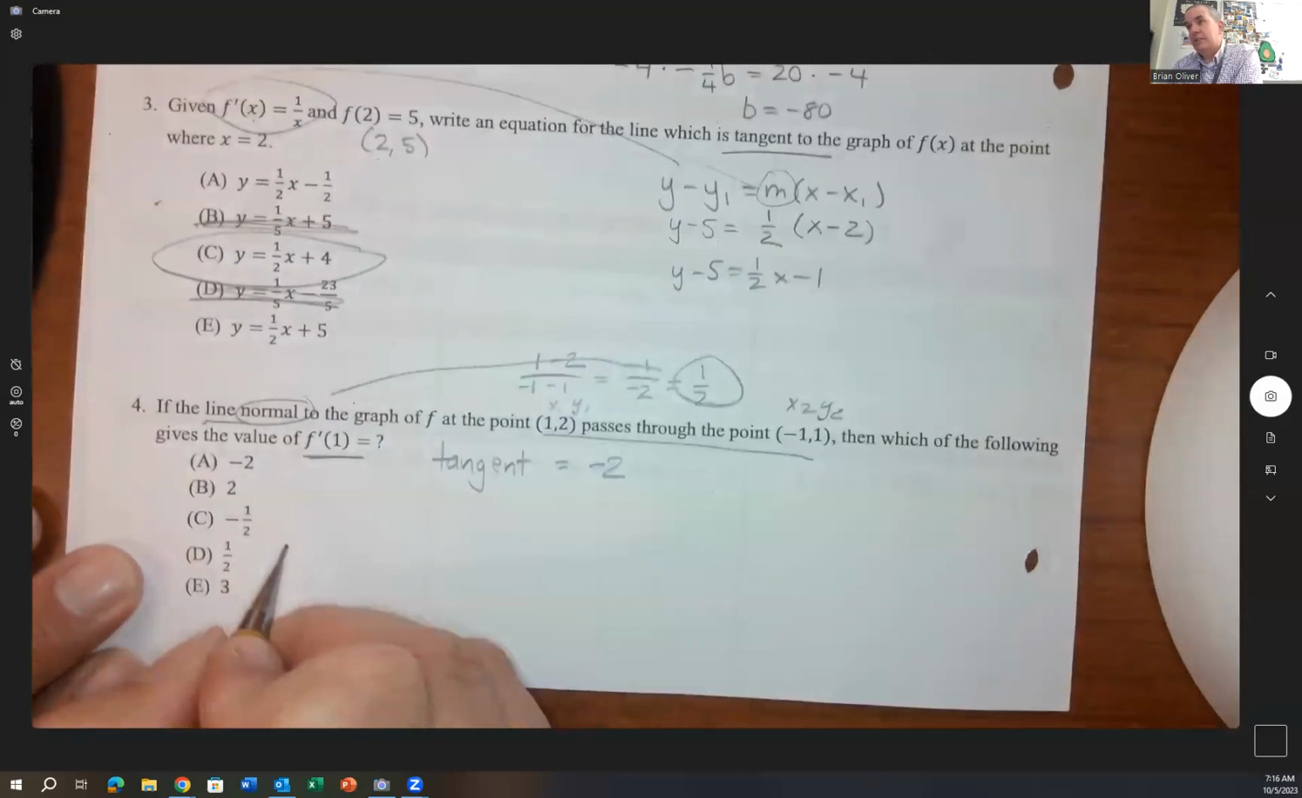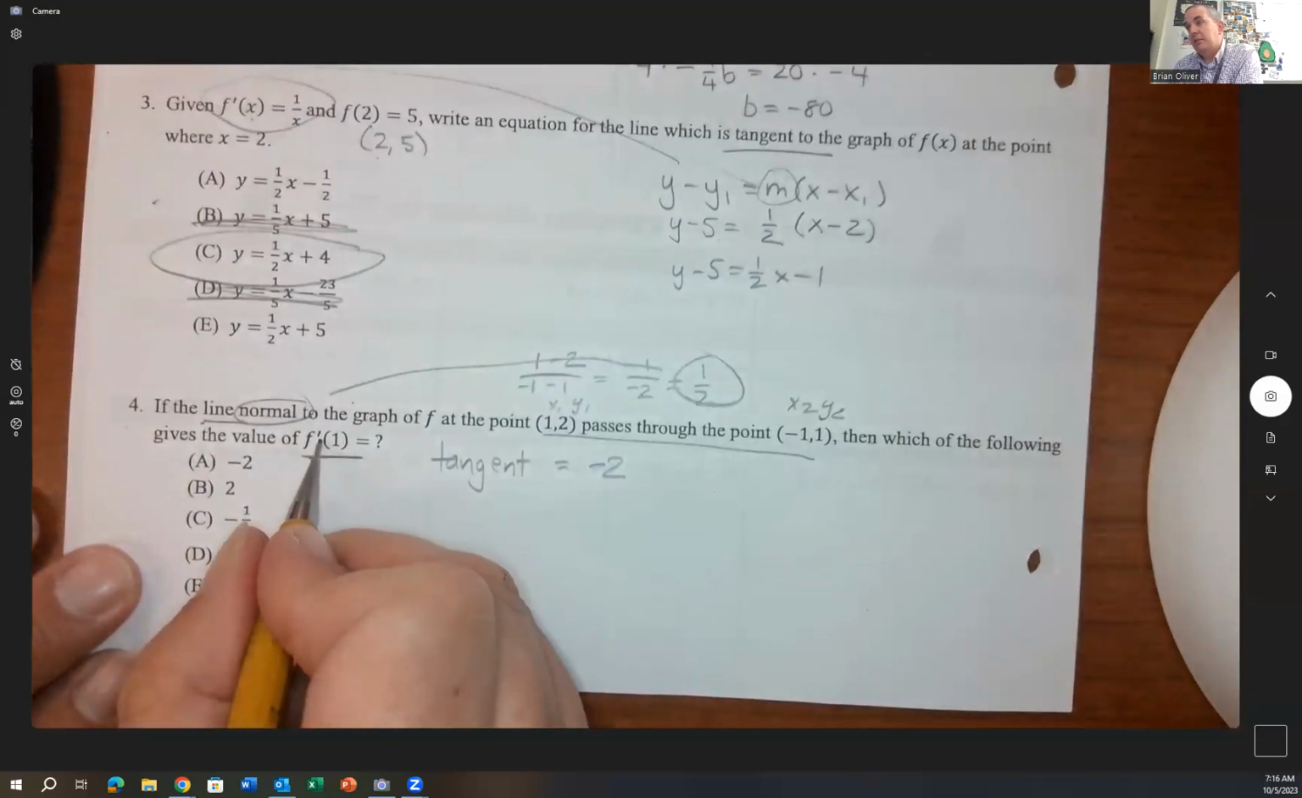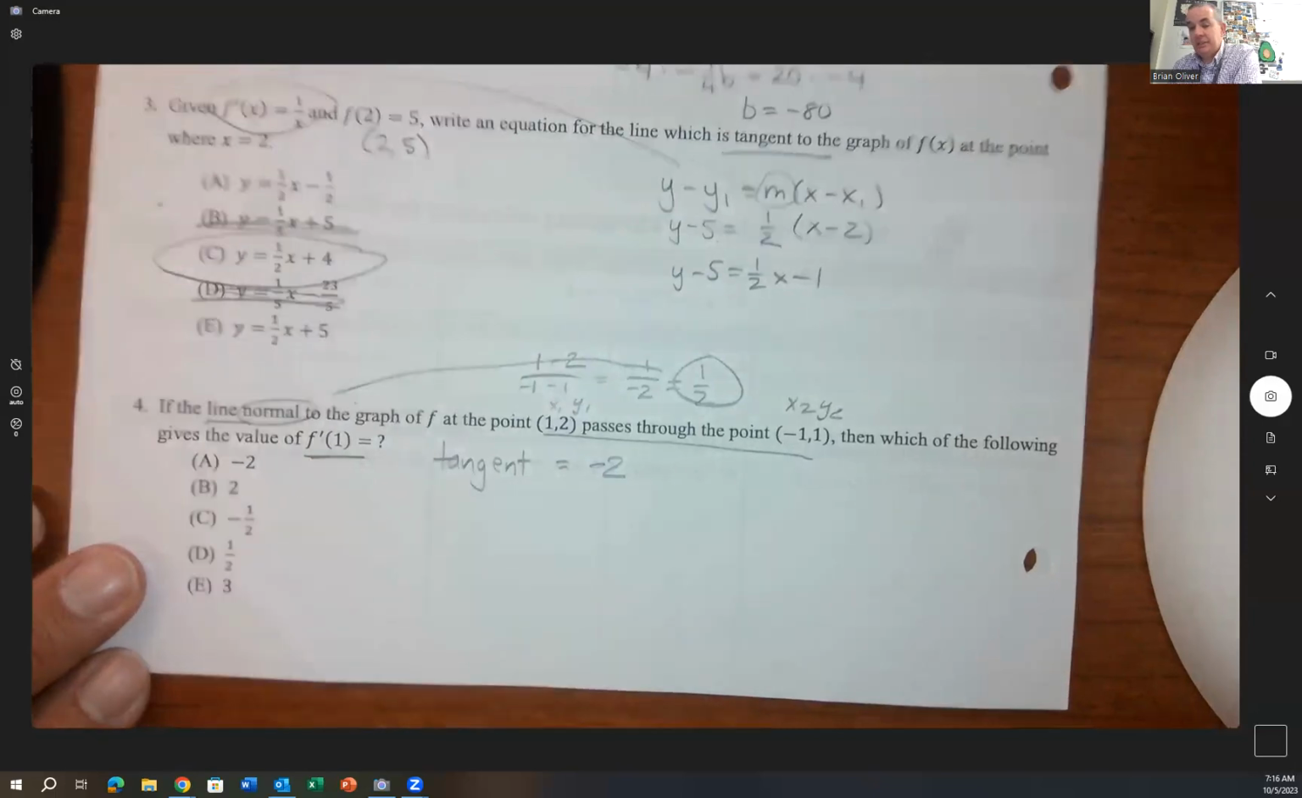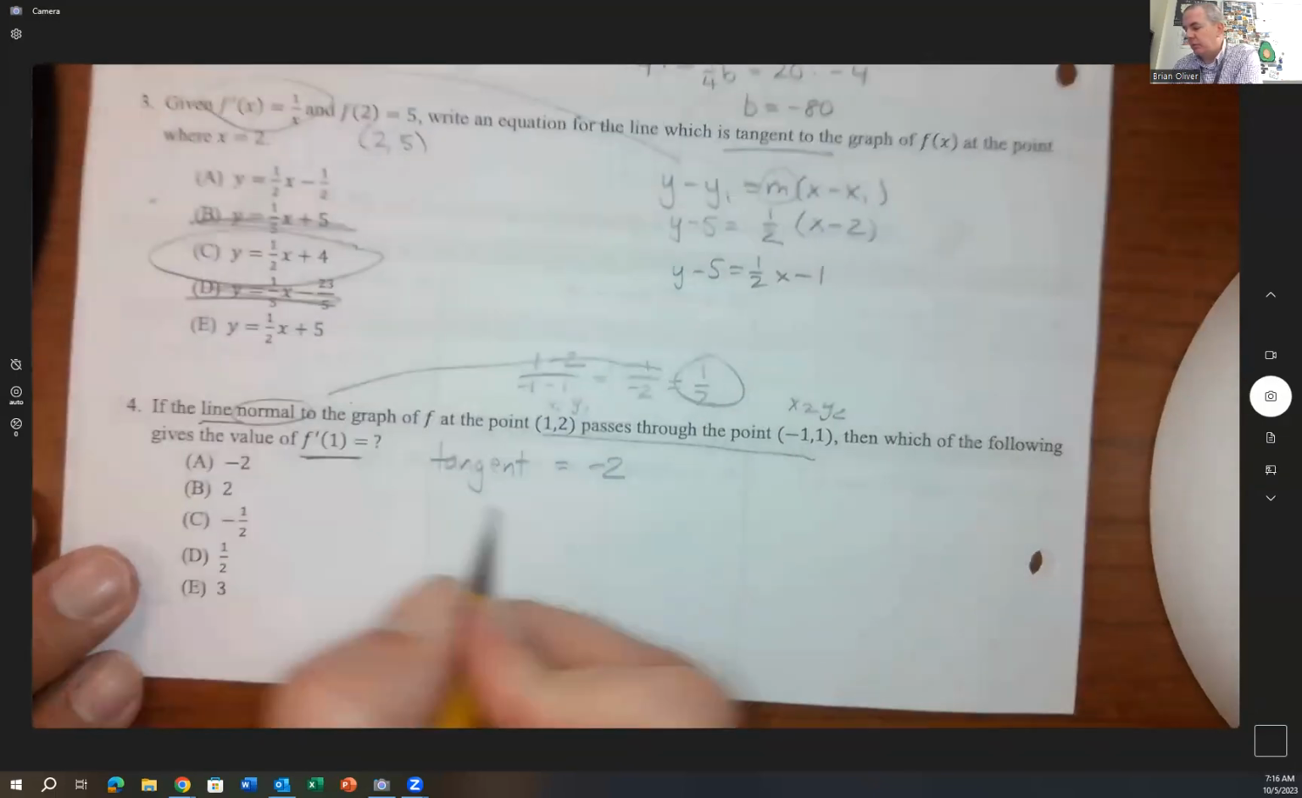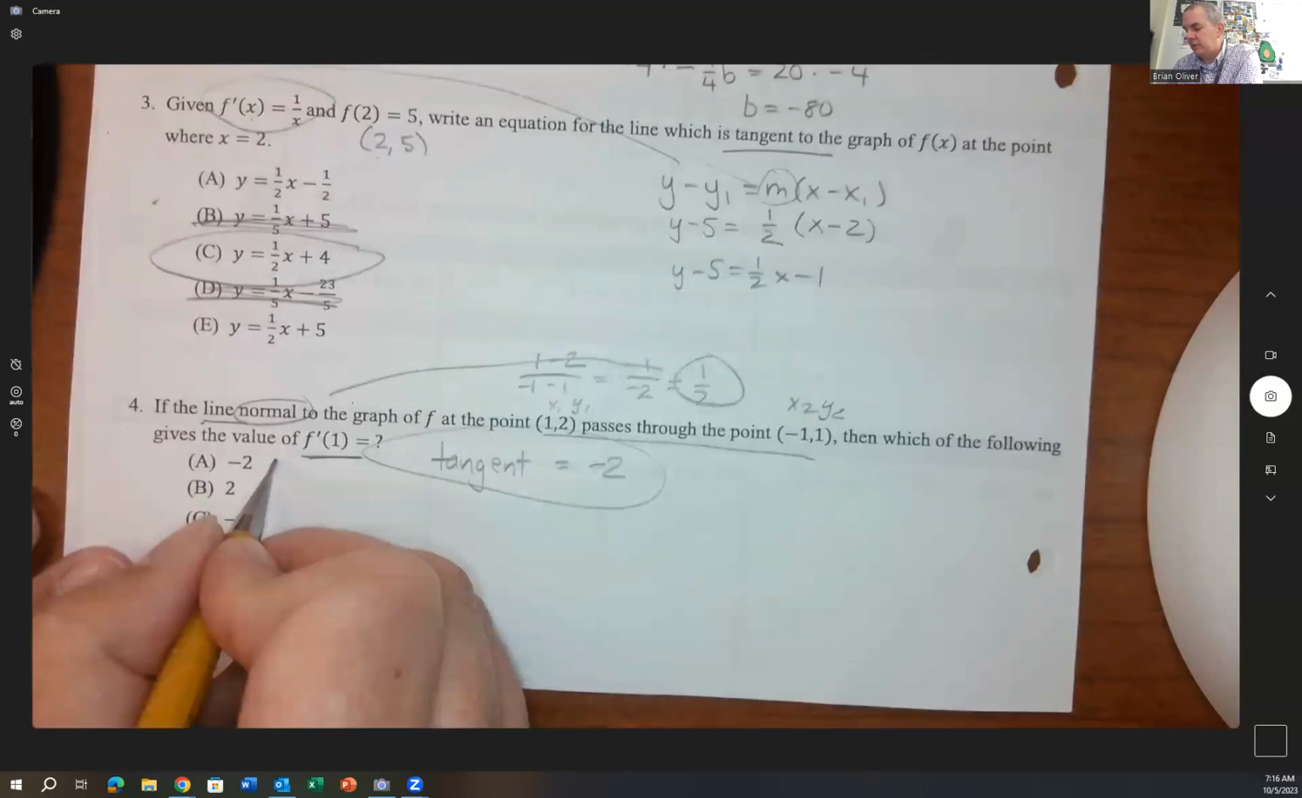So this right here is asking me again, slope. Anytime we see that little apostrophe, it means slope. f prime, it says, what is the slope at 1? That's the slope at 1, negative 2. It's A.